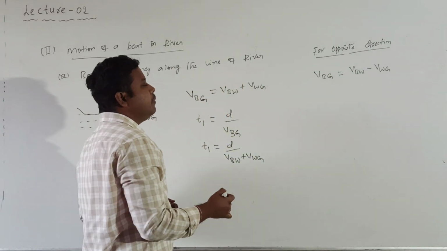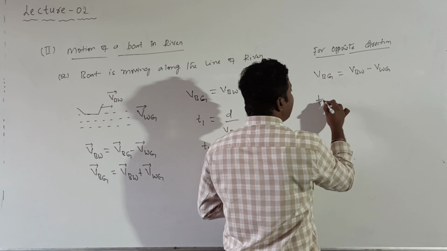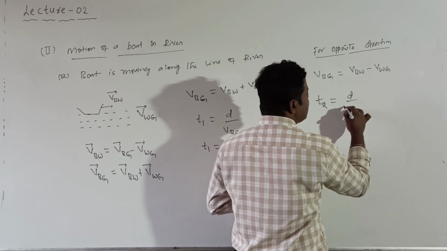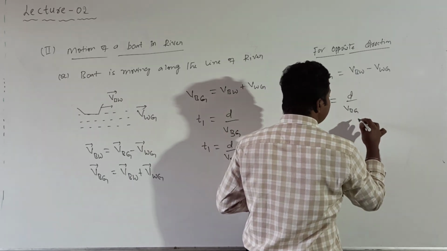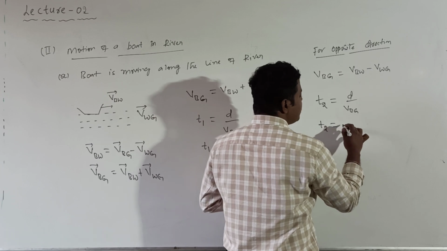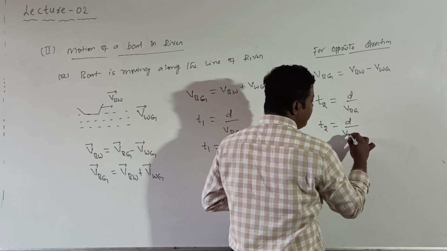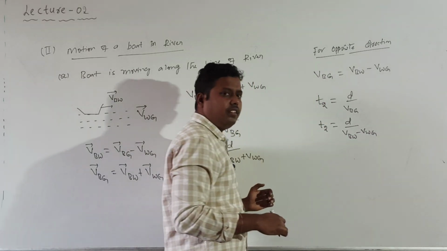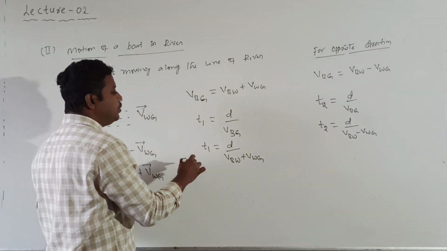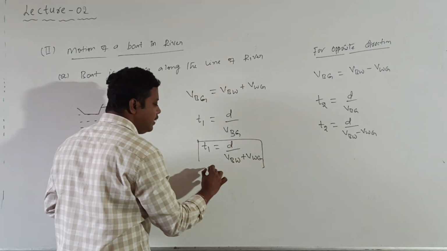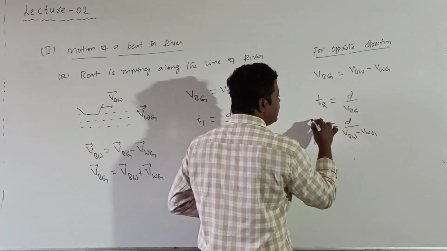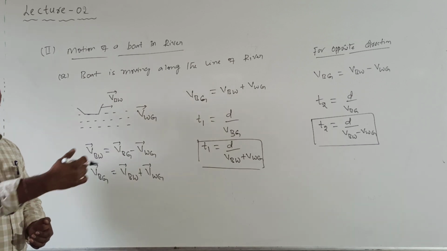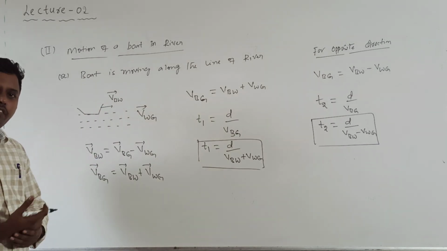Similarly, to travel a distance d in a direction opposite to the river flow, the time taken is the distance traveled divided by VBG. So T2 is equal to d divided by VBG, which is given by VBW minus VWG. Understood? So that is the value of T2. This is the formula for calculation of T1 and this is the formula for calculation of T2. Understood now?